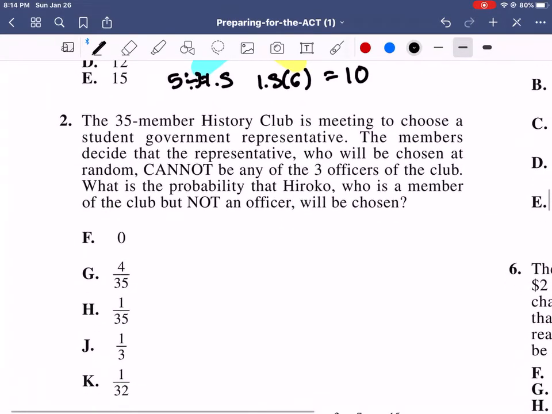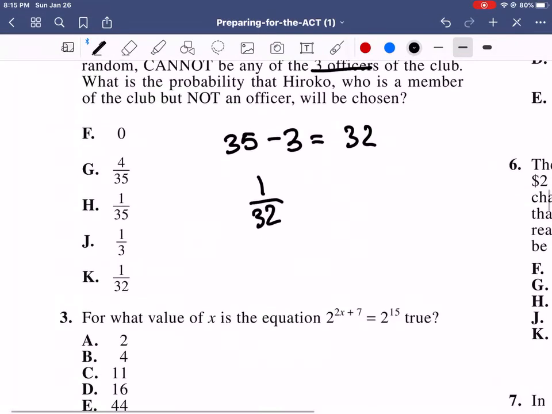This one is probability. The 35-member history club is meeting to choose a student government representative. The members decide that the representative, who will be chosen at random, cannot be any of the 3 officers of the club. What is the probability that Hiroko, who is a member of the club but not an officer, will be chosen? So you're excluding 3 officers. That means 35 minus 3 officers. You get 32 members left, and Hiroko just wants to know the probability of him, so that's 1 over 32. Answer is K.